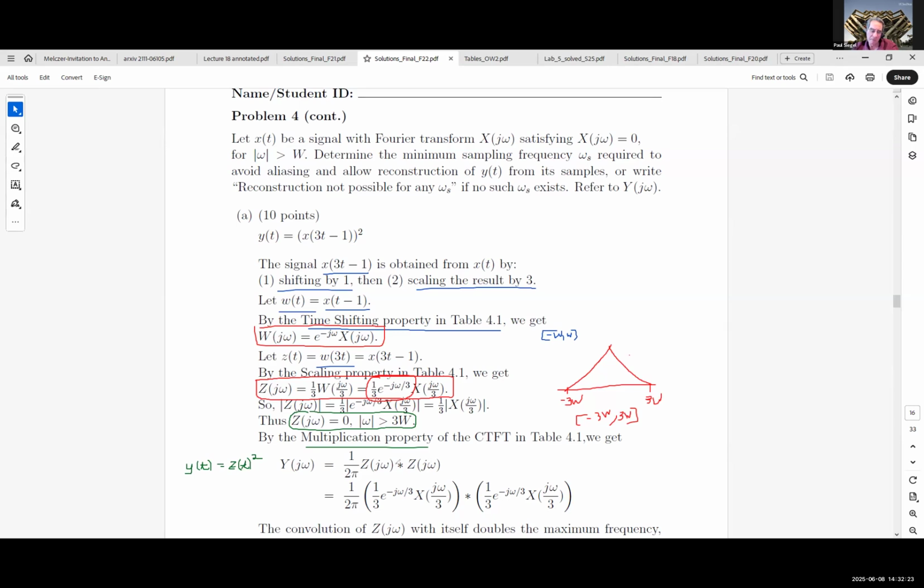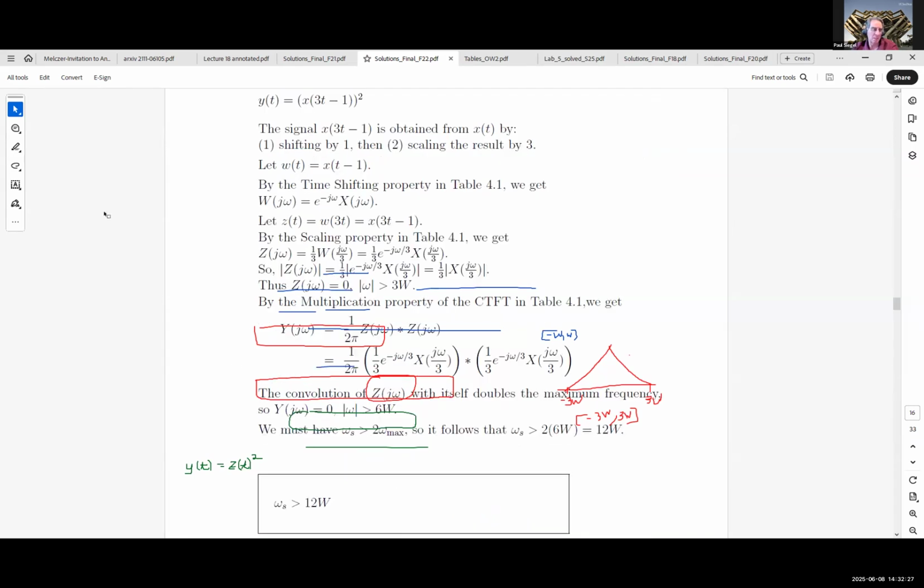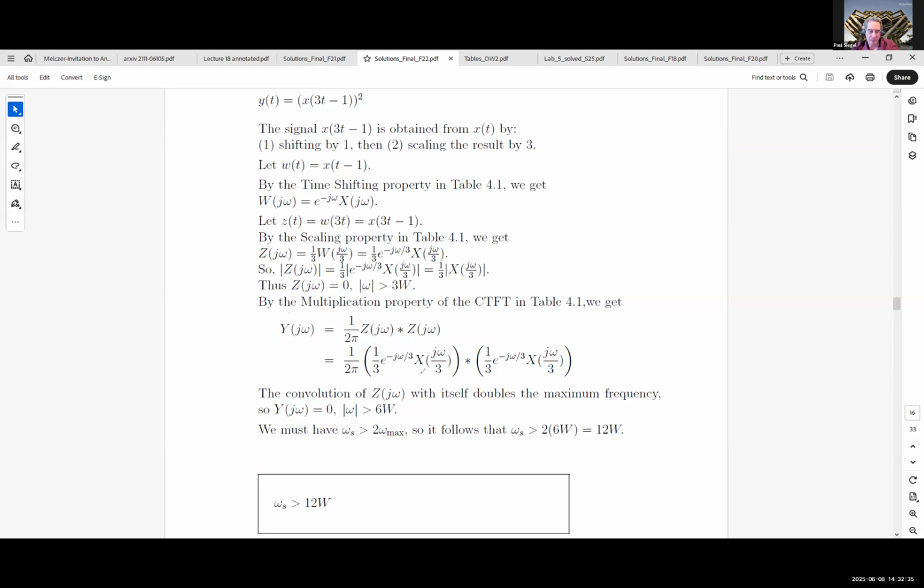which turns out to be given by this right here, based on what we had before. We're just plugging in Z of j omega for these two terms. And that's the convolution of those guys. But we said that what that looks like is we're really convolving something that looks like this with itself.